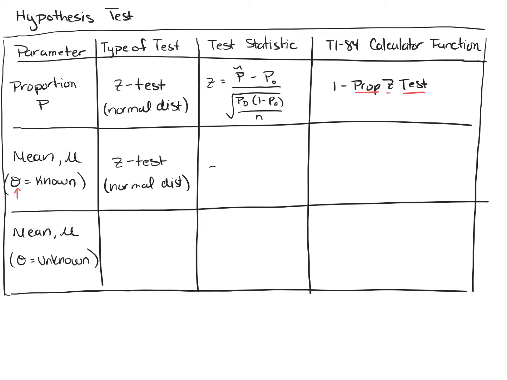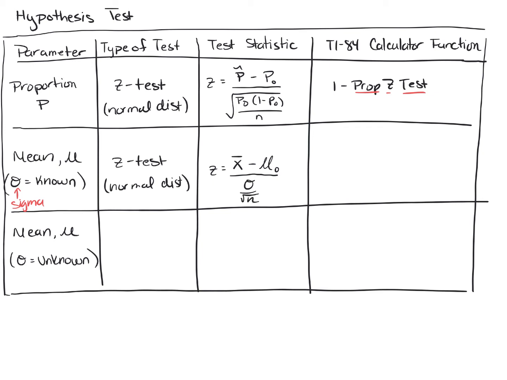The test statistic is also going to be a z-score, but this z-score is going to involve a sample mean. So we're going to have x bar. We're going to see the difference between your sample mean and your null hypothesis value, mu sub 0, divided by the known or given population standard deviation, which is called sigma. So that's the Greek letter sigma. Divide that by the square root of your sample size.